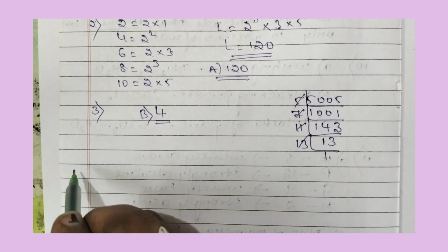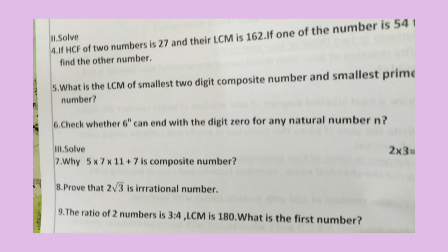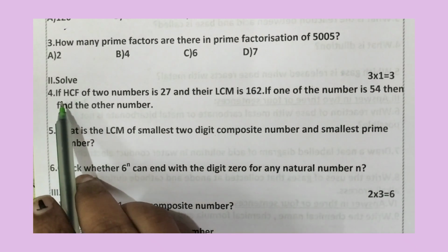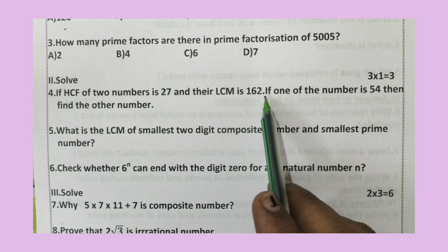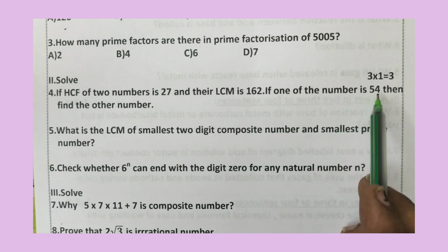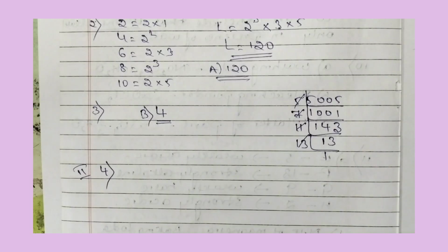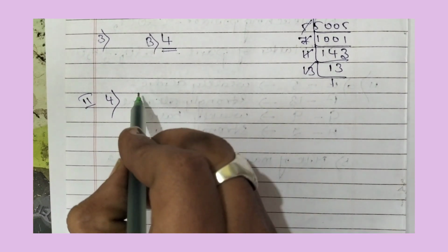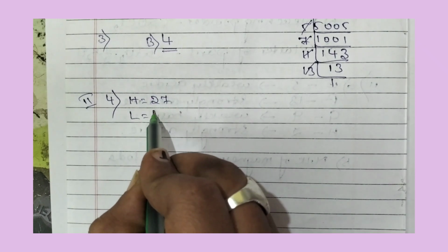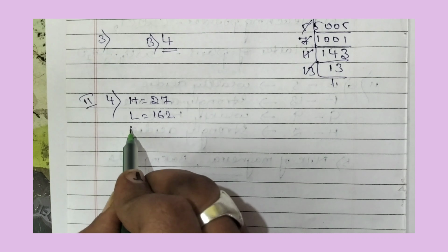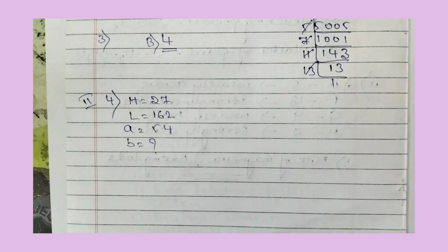Now let us move to the second main question, that is question number 4. Question number 4 is, if the HCF of two numbers is 27 and their LCM is 162, and one of the numbers is 54, then find the other number. So the HCF of the two numbers is H equal to 27 and their LCM is given as 162. One of the numbers A is 54. Now we have to find B, which is equal to question mark.